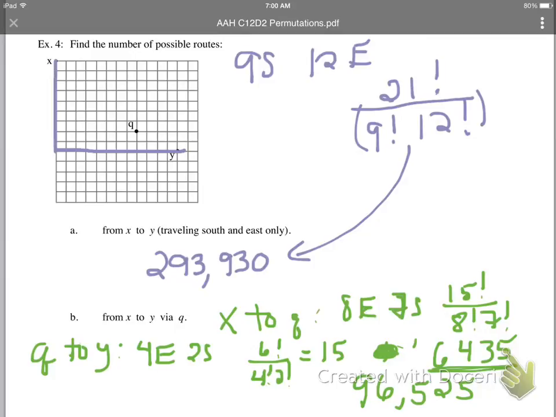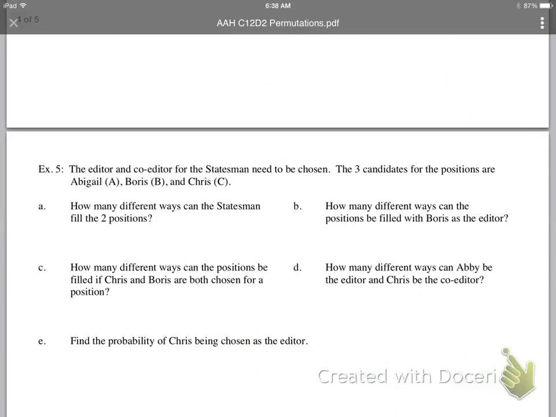So the idea is you figure out how many total, I like to think of it as letters. So, I'm going south and east, or whatever the problem tells you, and then divide out the repetition. So hopefully we're doing all right. Okay, so I'd like you to go ahead and try this next problem on your own, and then come back and check your answers, all right?